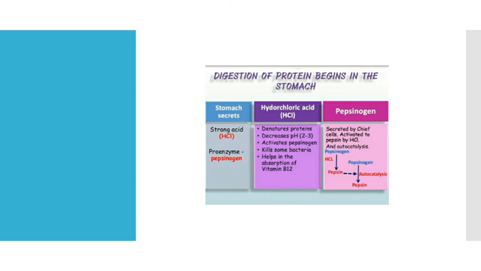And what are the functions of pepsinogen? Pepsinogen is secreted by chief cells and activated to pepsin by HCl; it is an autocatalyst. So pepsinogen, with the help of HCl, is converted to pepsin, and pepsinogen is an autocatalyst and forms pepsin.